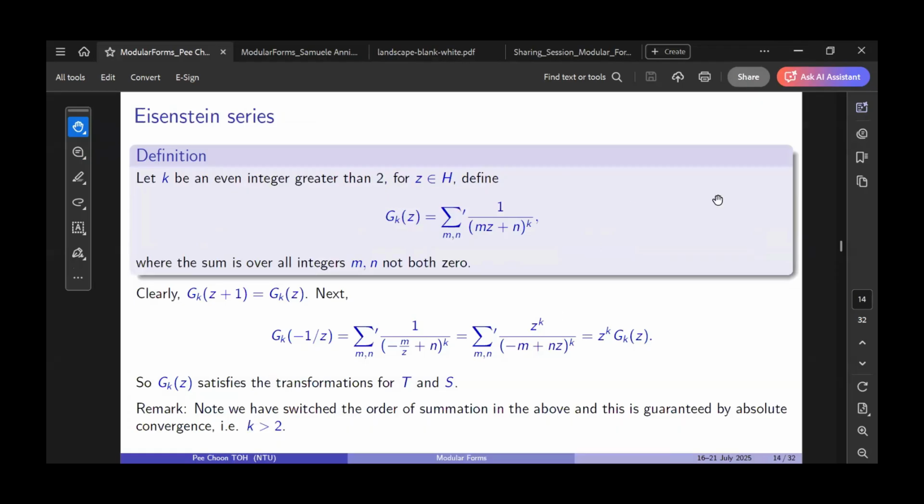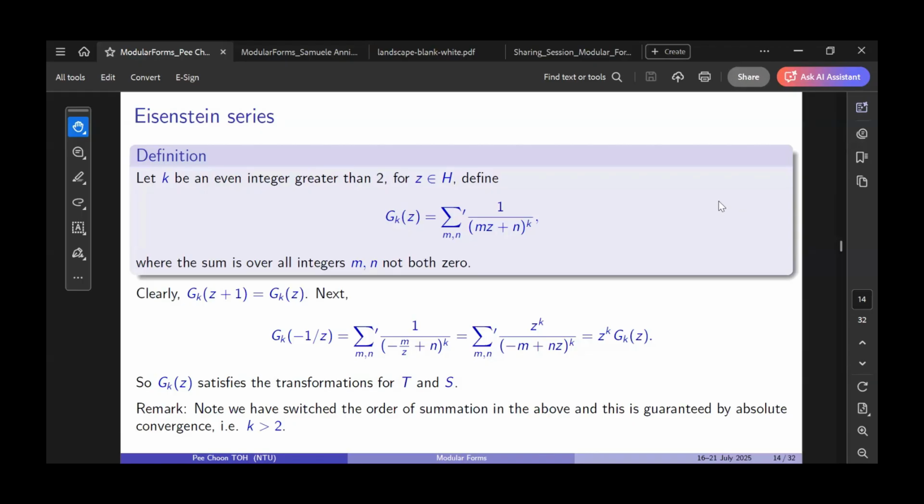Now we enter Eisenstein series. Eisenstein series are defined like this. Let k be an even integer greater than 2, for z in H. Define G_k(z) equal to the sum over m, n of 1 over (mz plus n) to the power of k, where m, n range over all pairs of integers which are not both 0.